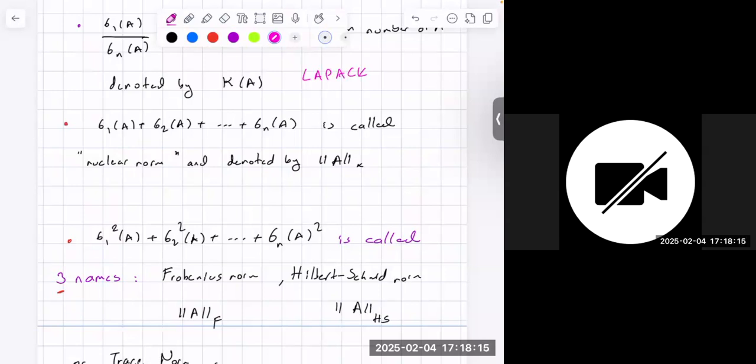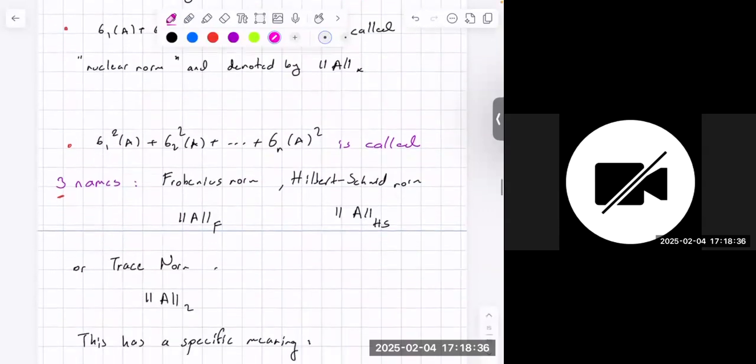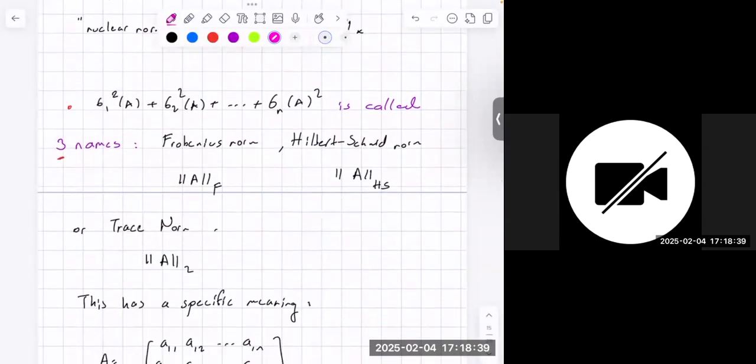Probably if you would change nothing in a package, this would be the default one. What would that mean? I take the singular values, I square them, I sum them up. And it's got 3 names, as I said. Some people would call it Frobenius norm, and you will see an F, norm F. Some people would call it Hilbert-Schmidt norm, and you will see an HS. And some people would call it trace norm. And those people would usually put a 2, okay?